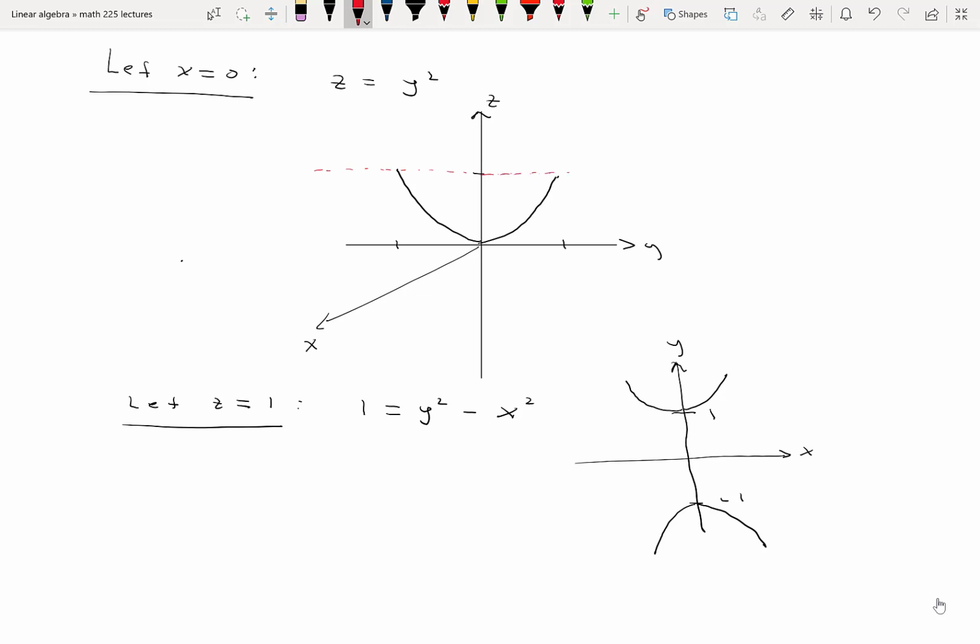Dotted line where z equals 1 in the yz plane. And I want to draw, with the help of that dotted line, this hyperbola. That hyperbola will open in the y direction. Notice I'm not saying up and down, I'm saying in the y direction. It'll open in the positive y direction, and it will also open in the negative y direction.